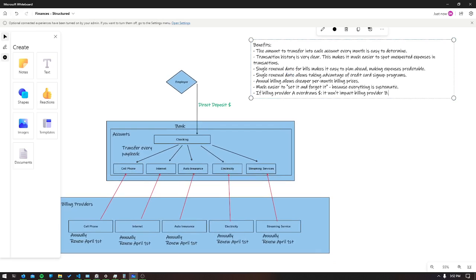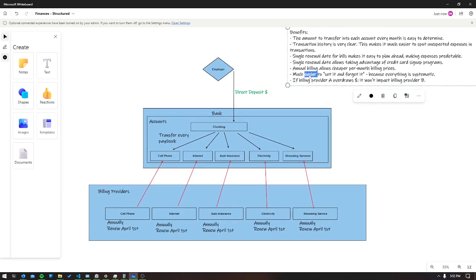So there's that. It makes your expenses predictable. You can take advantage of credit card sign up programs. It gives you the cheaper prices every month because you're paying for a year at once, things like that.